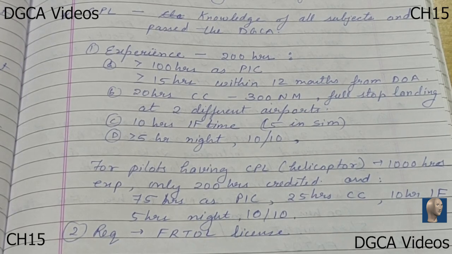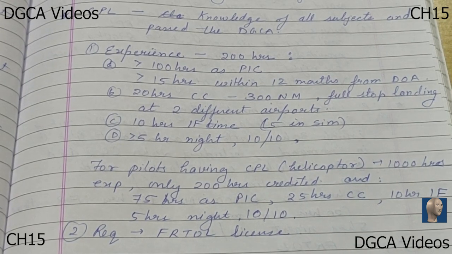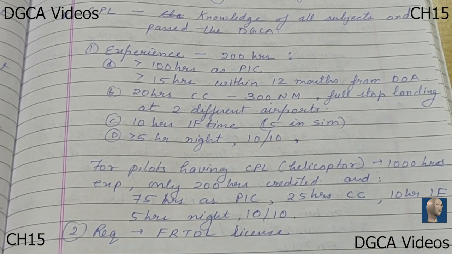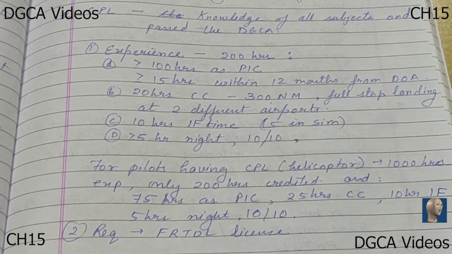Okay, fine. So when we dig further, we'll see that it should be greater than 100 hours of flying as a pilot in command, and not less than 15 hours within 12 months of DOA, date of application. So when you put in an application for issuing a license, then within 12 months of that, 15 hours of flying should have been done.